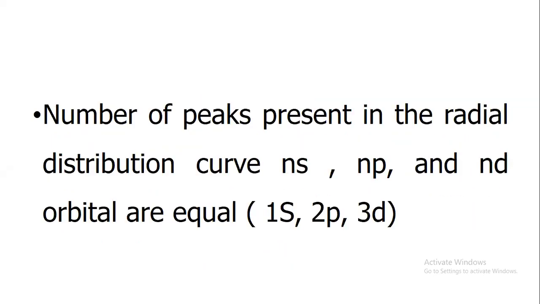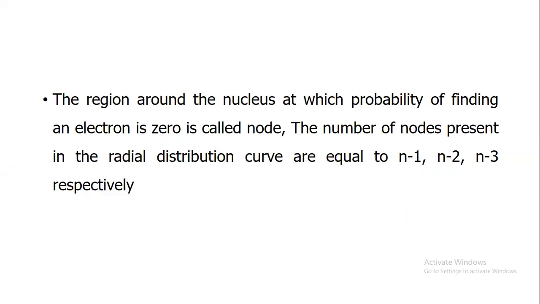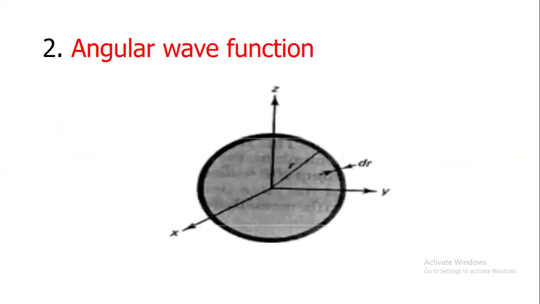The number of peaks present in the radial distribution curves for n in np and d orbitals equal to 1 is 2p and 3d. The penetration power of the s, p, d and f orbitals decreases in the order ns, np, nd, and nf. So the s orbital has the highest penetration power, that is, it lies nearest to the nucleus compared to other orbitals. The region around the nucleus at which the probability of finding an electron is 0 is called a node. The number of nodes present in the radial distribution curves are equal to n-1, n-2, n-3 respectively.